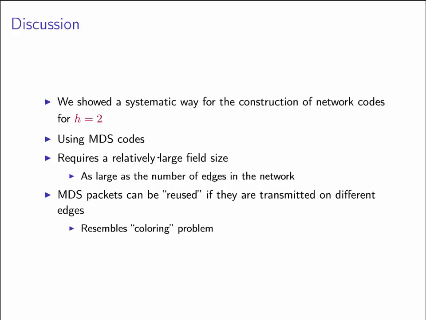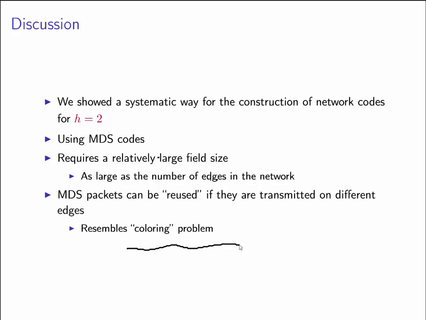So we showed a systematic code for construction of network coding for the special case of h equal to 2 using a G, 2 MDS code. It requires a relatively large field size. We can reduce the size if we reuse colors for edges, or use the same symbols from the code word on edges. And this resembles the coloring problem.